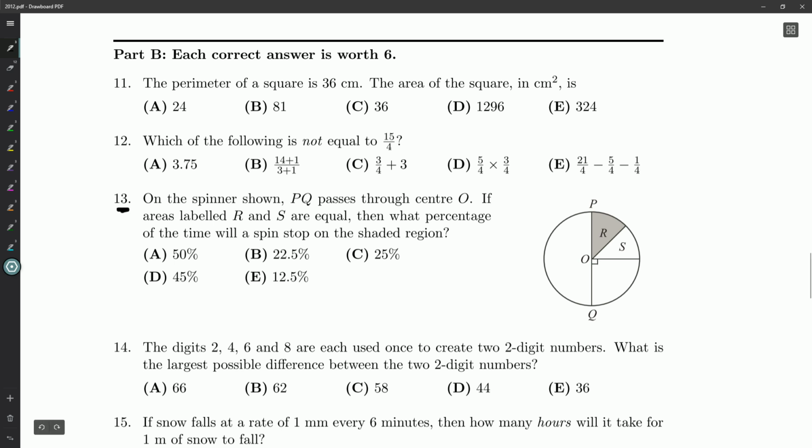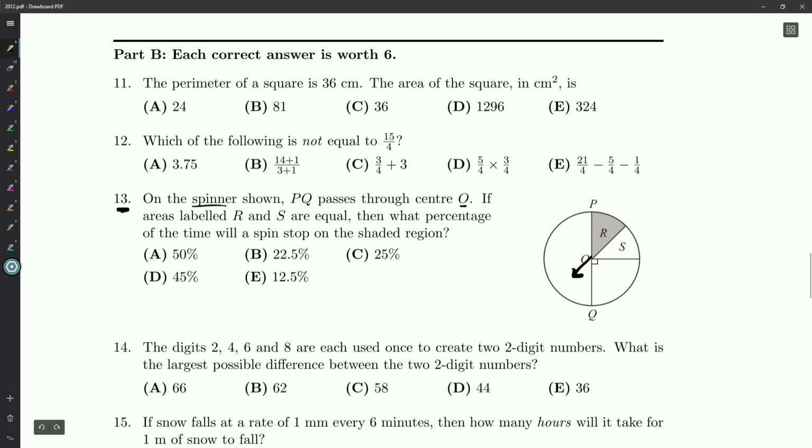On the spinner shown, PQ passes through the center O, that makes it a diameter. If the areas labeled R and S are equal, what percentage of the time will a spin stop on the shaded region? Yes, it's a spinner shown. I'll add a little spinner of my own. What percentage of the time will a spin stop on the shaded region?